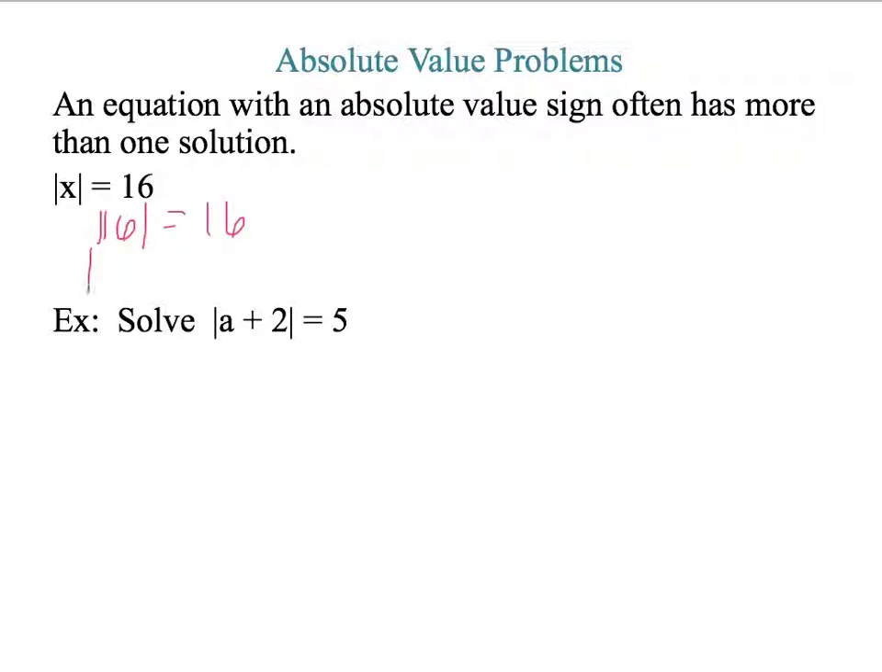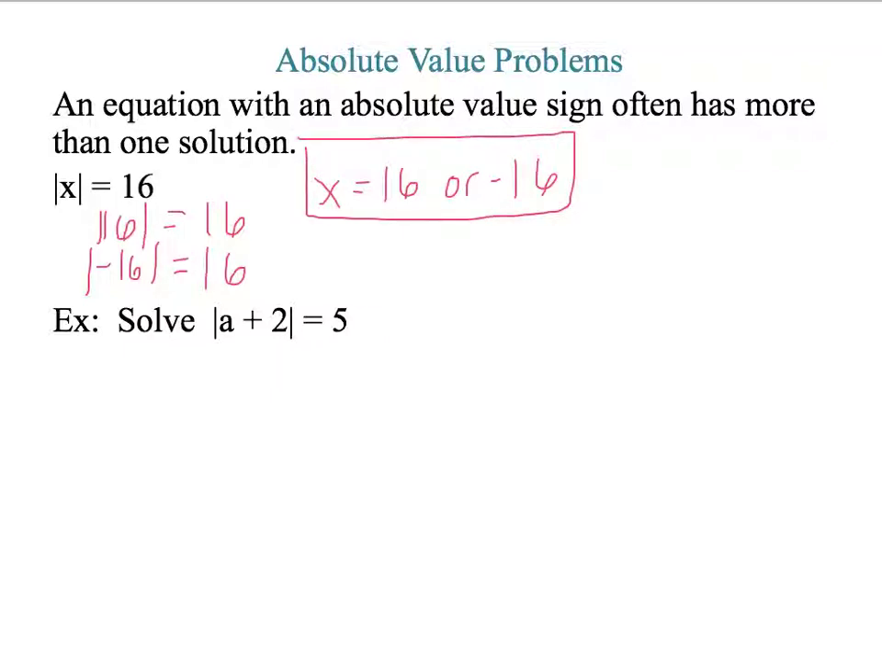But it will also equal 16 if you have negative 16 in your absolute value symbols. So that means your x value could have equaled 16 or negative 16. For problems like this, it is okay to have more than one solution. Let's look at a more complicated problem.